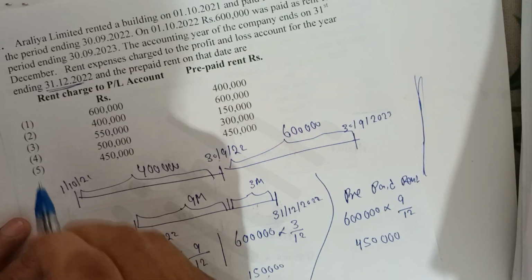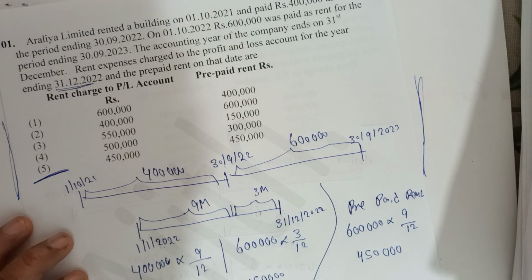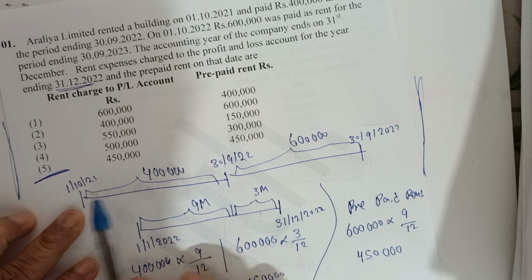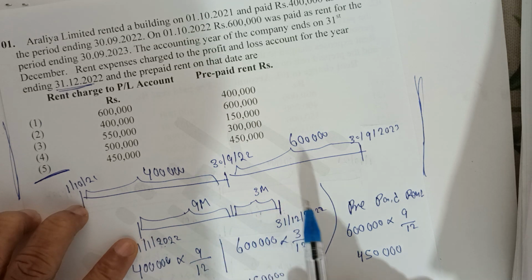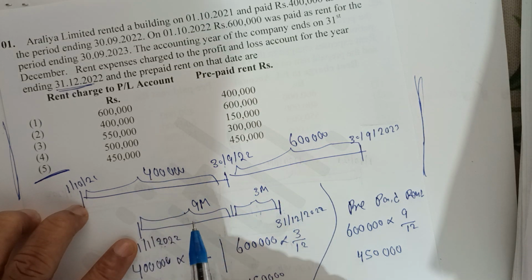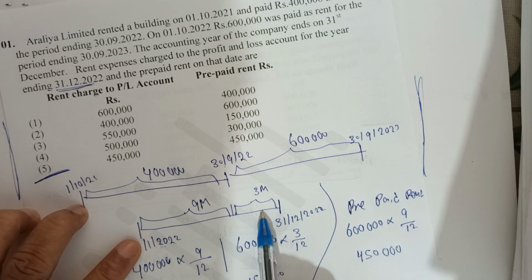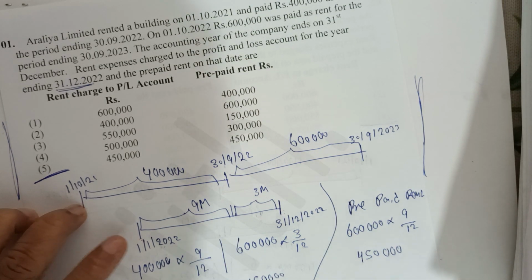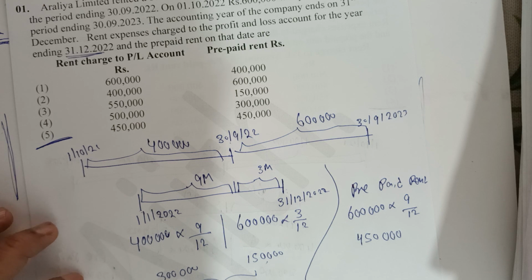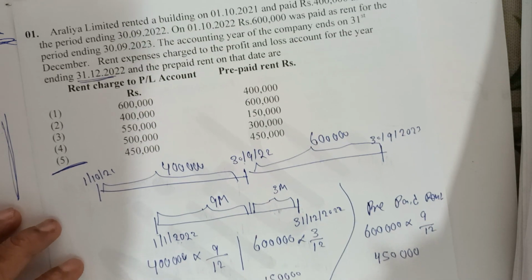Question number 1: the answer is 5. Think: the accrual concept should be applied. First, recognize the rent agreements: this is the first agreement and this is the second agreement. Then think about the accounting period. Then recognize from the first agreement how many months are relevant for this financial year, and from the second agreement how many months are relevant. Then think how many months are not relevant for this financial year. That is prepaid, paid for the next financial year. Accrual concepts. Therefore, the answer is 5: rent expense equals 450,000 and prepaid rent also equals 450,000.